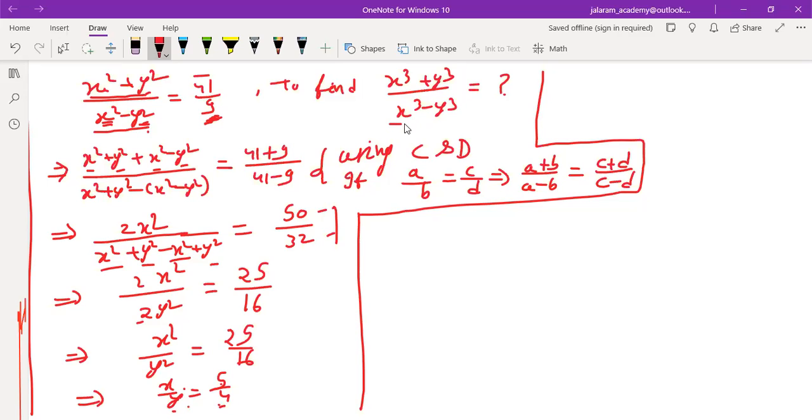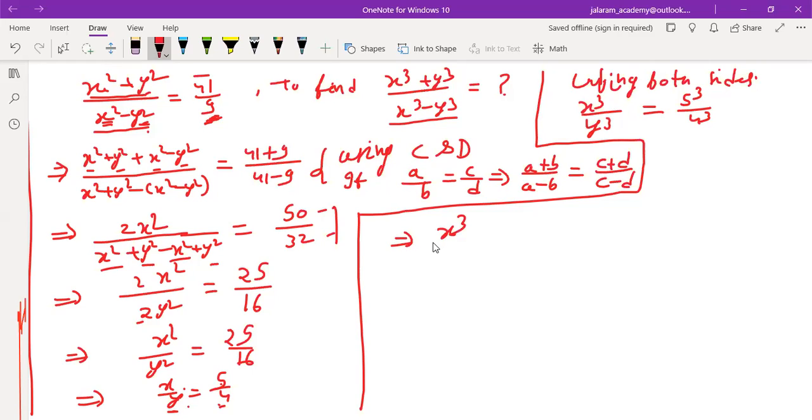But we have to find x cube plus y cube over x cube minus y cube. So if we cube both sides, we get x by y cubed, so x cube by y cube equals 5 by 4 also cubed, so 5 cube by 4 cube. It implies x cube by y cube equals 5 cube is 125 upon 4 cube is 64.